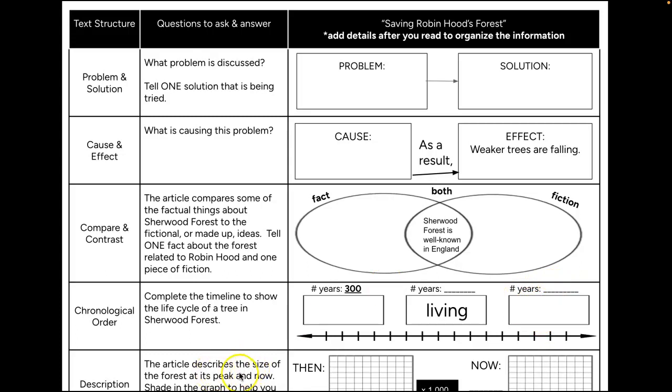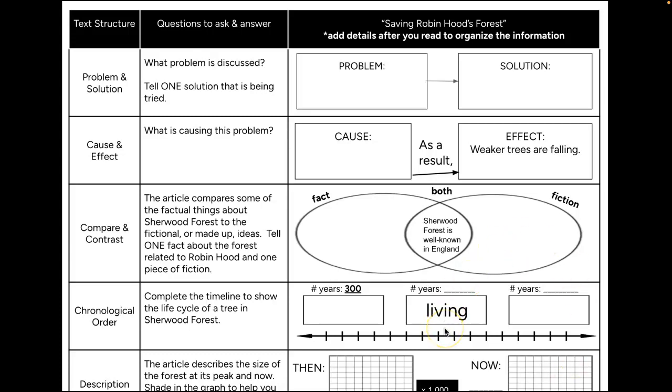And then for description, the article describes the size of the forest at its peak versus now. So you're going to shade in this graph to help you visualize the comparison. And the comparison then is in the thousands or maybe 100,000. So I gave you this hundreds chart. You're going to shade it in that shows how many thousand acres existed when it was at its peak versus how many acres it is now, and you'll notice there's no times 1,000 here, so this is just going to be in the hundreds. And then when you're done, make sure you answer the question.